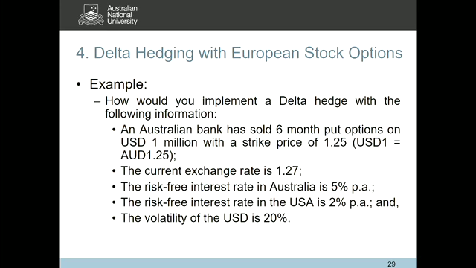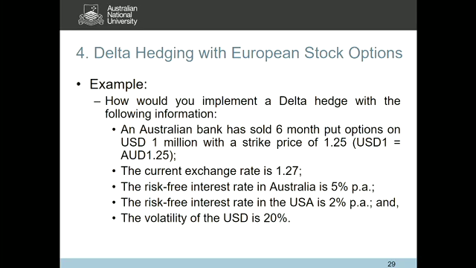So let's have a look at an example. How would you implement a delta hedge with the following information? An Australian bank has sold 6-month put options, so what position will we take in the underlying asset? You've sold put options, so you're going to take a short, same position. Remember the put, it's the same position. You're short in the put option, so you're going to be short in the underlying asset.